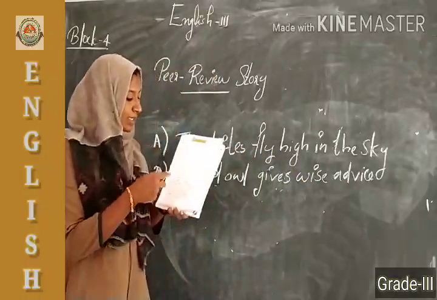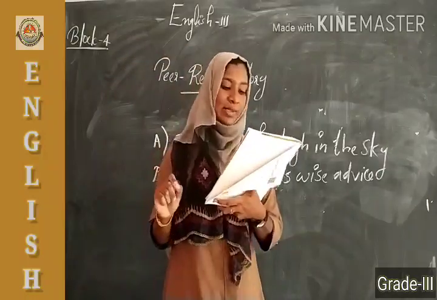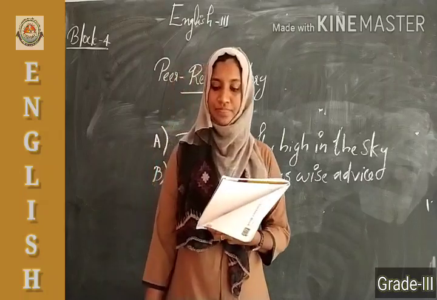Is it clear? Similarly, you can write this question number C, the red dragon kite dash. So do it as homework. Okay.